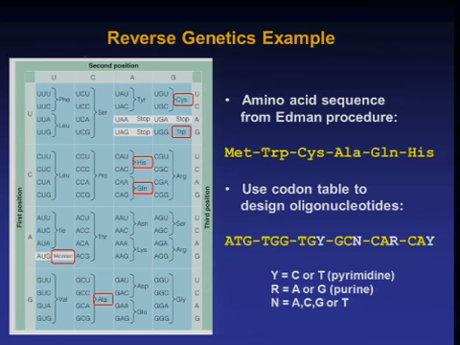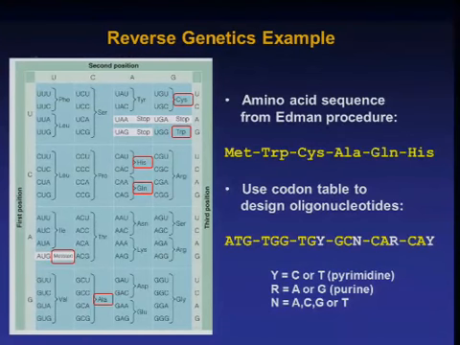I'm sorry, that's for the N, right? For the R, it'd be 50% A, 50% G, so that statistically, we're going to get all 32 of those oligonucleotides made in there. I have a quizzical look.